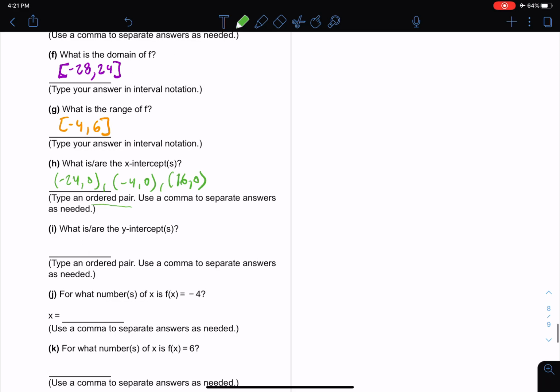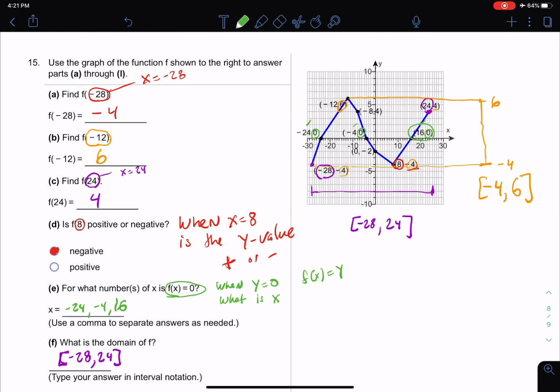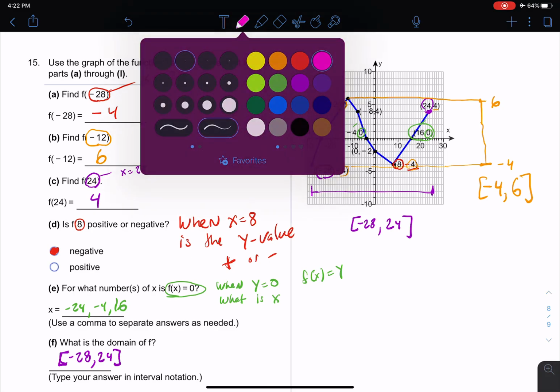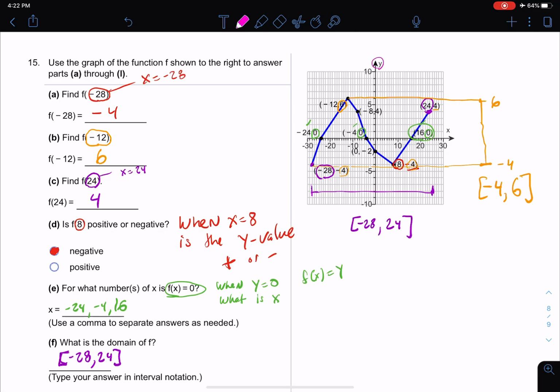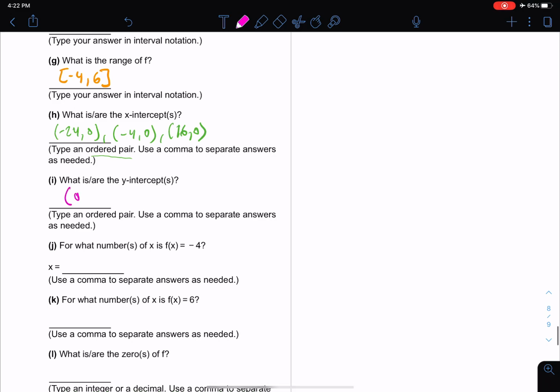Okay, what is or are the y-intercepts? Now let's see the y-intercept, and there's only one. And I guess we could use hot pink for the y-intercept. Here's the y-axis. There's the y-intercepting point, and you can see that is 0 comma negative 2.